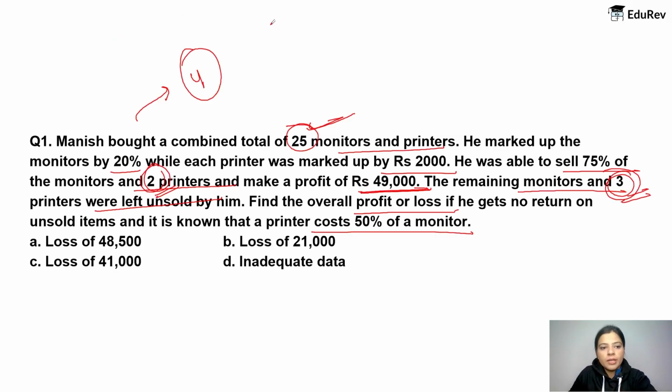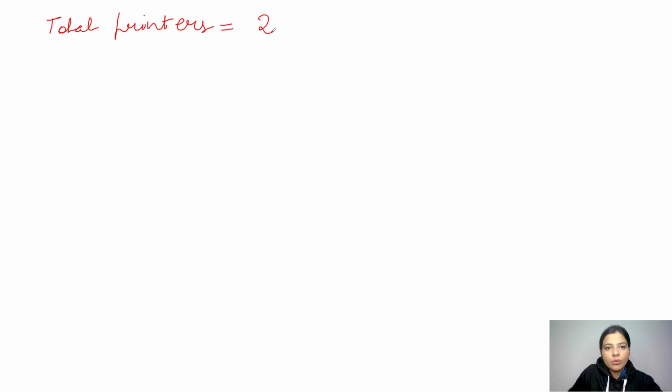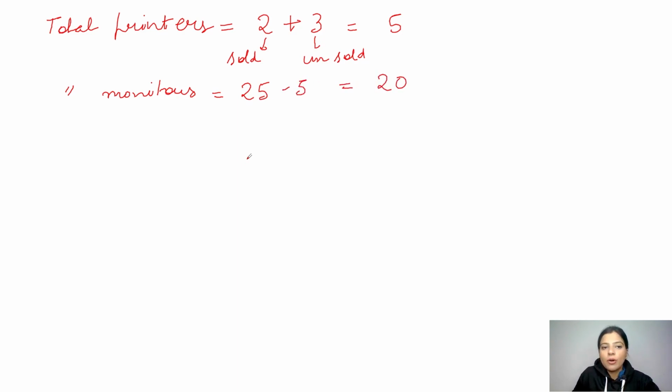So from here, I know total printers will be nothing but the printers sold plus unsold. So you know the printers that got sold were two and that were left unsold were three. So in total, there were five printers. So two were sold and three were unsold. Now, you know, in total, there were 25 monitors and printers. So total monitors will be nothing but 25 minus 5, that is 20. So you got 20 monitors.